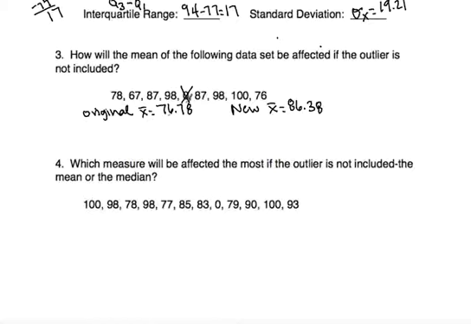So we can tell that by eliminating that 0 from our data set, our mean increased by roughly 10 points.